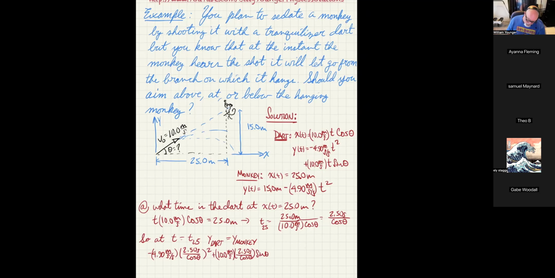So that's the y dart equation. I seem to have copied everything correctly there. Now the y monkey equation is going to be equal to 15.0 meters minus 4.90 meters per second squared times t squared, which would be 2.50 seconds over cosine theta, squared.